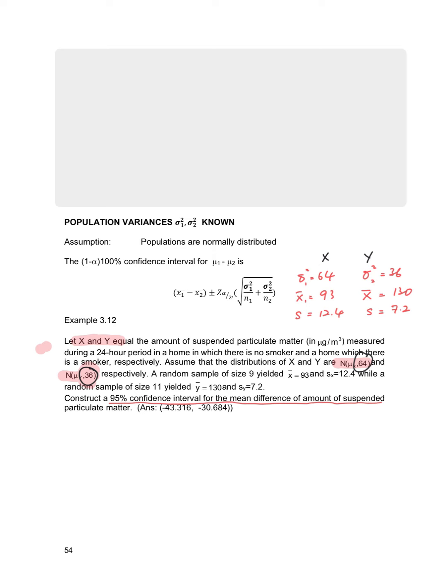Okay, because we know the population variance. Okay, kita tahu value population punya variance untuk X and Y. Kita dapat ada 64 and 36. That's why kita akan gunakan case number 1. Okay, dan menggunakan Z sebab we know the population variance. Okay, so we just substitute into the formula.